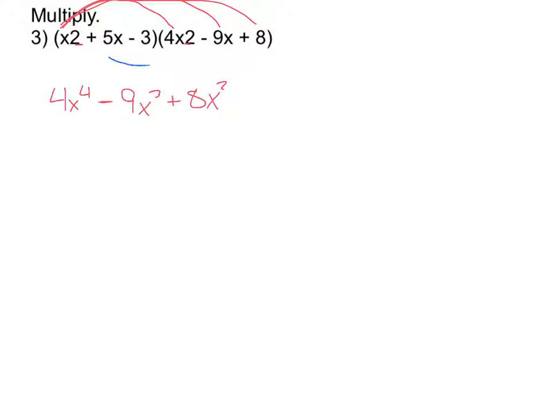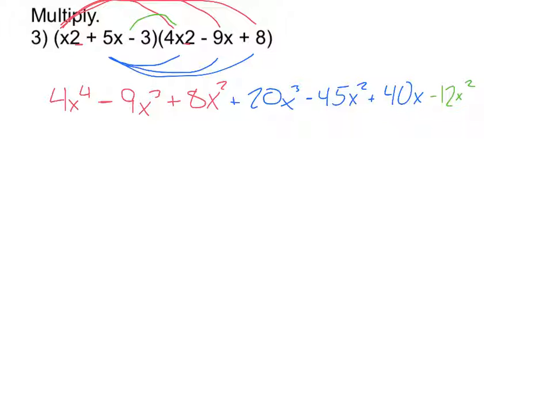So now let's try with the 5x. If I take 5x times 4x squared, I get plus 20x cubed. 5x times negative 9x is a minus 45x squared, and then 5x times 8 is plus 40x. Alright, and then we have one last thing to multiply through yet. We've done nothing with the negative 3, so that has to go through, so we're going to get a minus 12x squared. And then negative 3 times negative 9x, we get a positive 27x, and then negative 3 times positive 8, we get a minus 24.